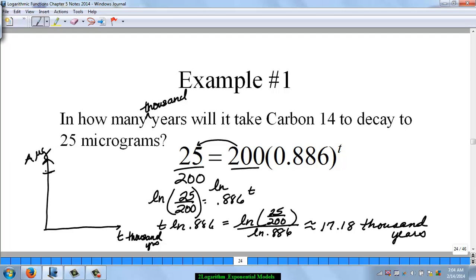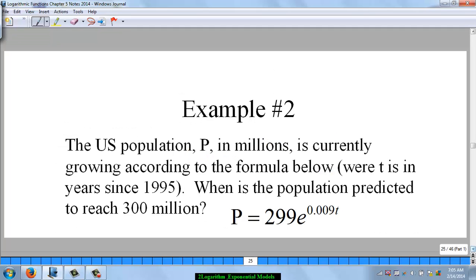And here I have 200 and it's decaying. And you found when it's 25, and then I had you graph the left and graph the right, and you found it. But now you can actually use logs to do it, which I think some of you will be very pleased. Example number 2.